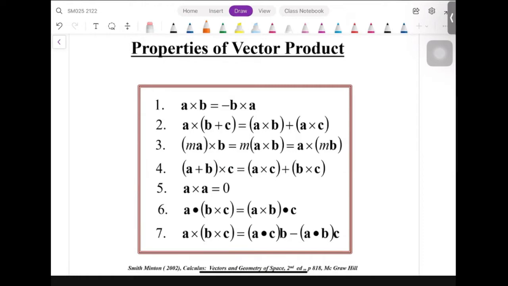Next one, number 5. Whenever we perform cross product with the same vector, our answer must be the zero vector. Zero vector here, not a scalar 0, but the vector 0i plus 0j plus 0k. Next one, if we have A dot (B cross C), that is basically the same as (A cross B) dot C. We can change the place of the dot and cross sign. And the last one, if we have A cross (B cross C), it is the same as (A dot C) times B minus (A dot B) times C.